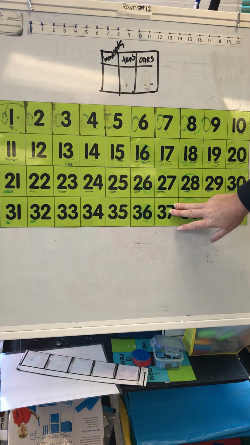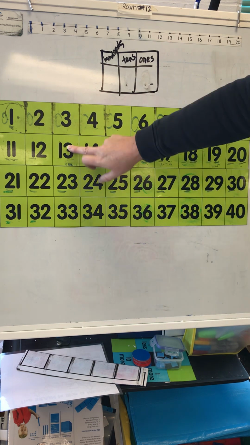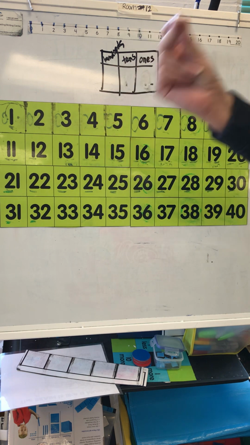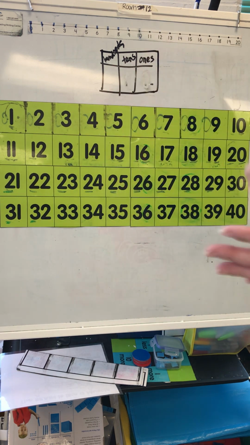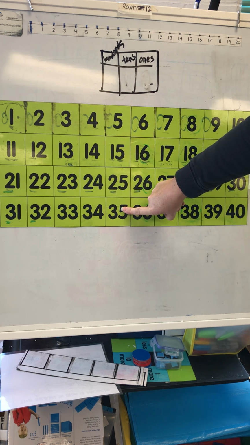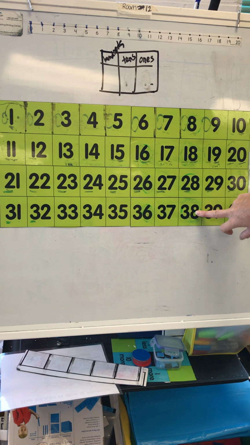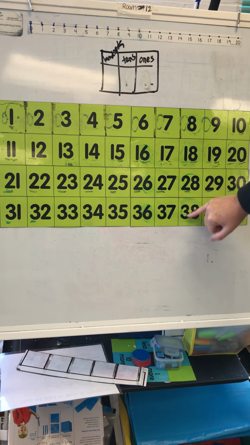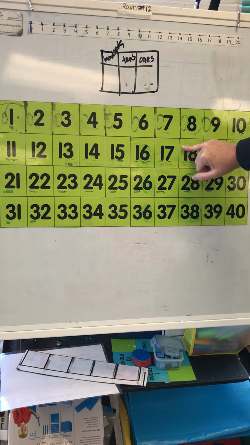So 37 take away 10 should be 27. 13 plus a group of 10, 23. They should be able to do it just like that. Then the next skill is we want them to count up 2 groups of 10, or adding 20 or subtracting 20. So if I'm at 15 and I add 2 groups of 10, I'm going to get to 35. If I'm at 38 and I subtract 2 groups of 10, I end up back at 18, because they should be focused on this tens column.